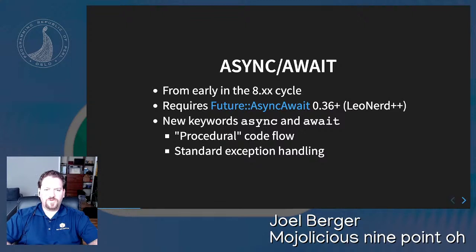When you do that, you get two new keywords in your code, async and await. These keywords behave like you might know them from other languages. If you aren't aware of what those are, it gives you a procedural style code flow for asynchronous code. You don't have to do callbacks. You don't even really have to think about promises too much, depending on what you're doing. And you still get your standard exception handling with eval or try catch, however you're doing your exception handling in Perl.